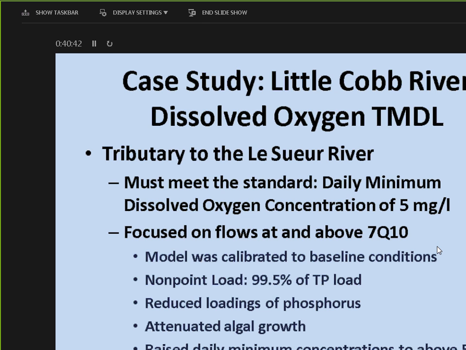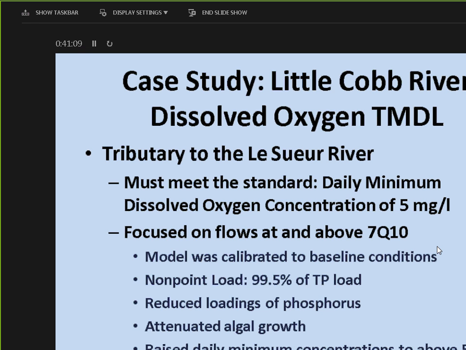So we did it, again, Eileen Campbell did a DO TMDL on the Little Cobb, which is a tributary to the Sueur, and we looked at the flows at and above 7Q10, because that's where we have to meet the standard of staying above 5 milligrams per liter. So we calibrated the model to baseline conditions. There was a point source, but it was 0.5% of the total phosphorus load.